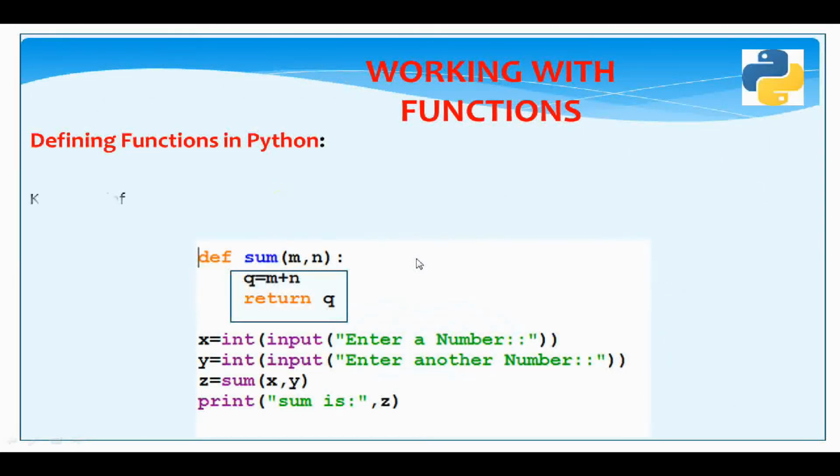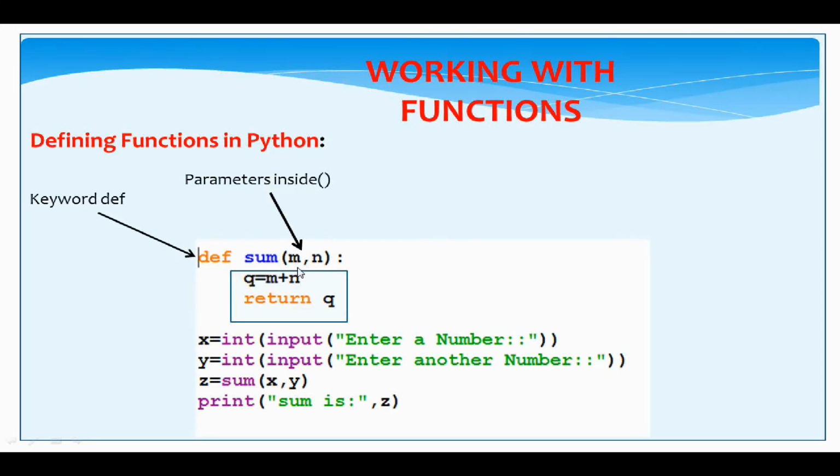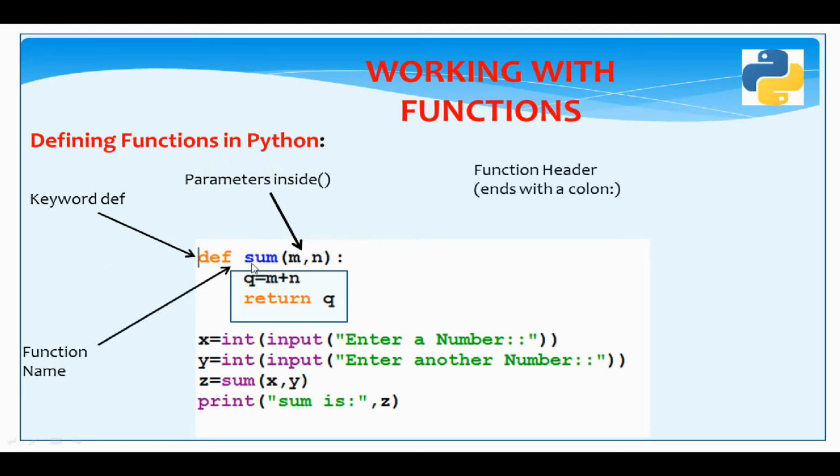This is your program. First the keyword def is there, then the function name. These are called parameters, which we are passing to the function as input to the function. They are written inside the parenthesis. The name of the function is sum. This entire line starting from def to the colon, containing the name of the function, is known as the function header.